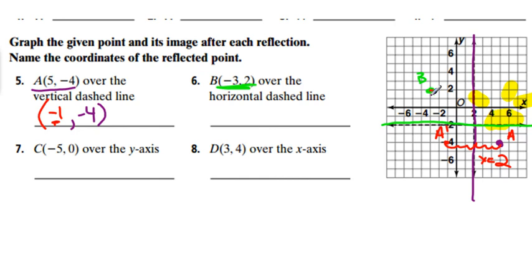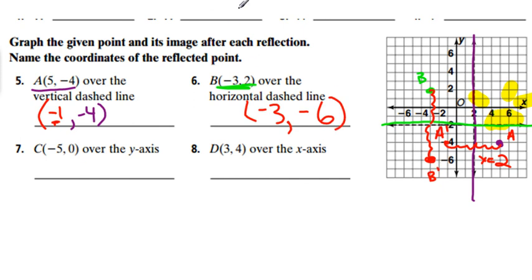So we count 1, 2, 3, 4, which means new B would have to be 1, 2, 3, 4 below the line. So here's B prime. So this would be at -3. Since it just moved down, we know x shouldn't have changed. This should still be -3. B went down a total of 8 spots, so 8 less than +2 would be -6.